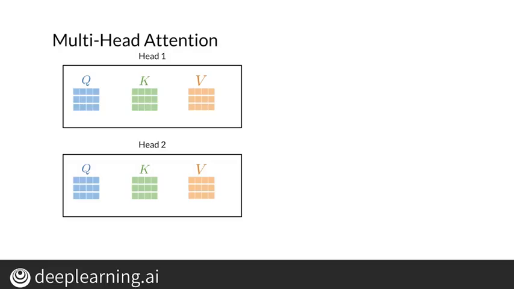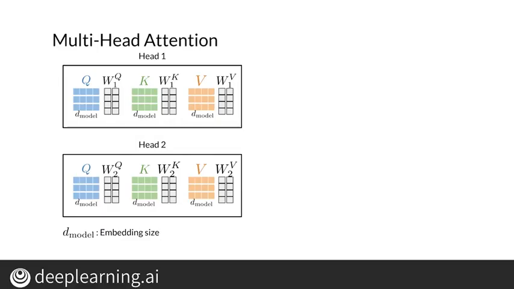Say that you have two heads in your model. The inputs to the multi-head attention layer are the queries, keys, and values matrices. The number of columns in those matrices is equal to D submodel, which is the embedding size, and the number of rows is given by the number of words in the sequences used to construct each matrix. The first step is to transform the queries, keys, and values using a set of matrices W superscript Q, K, and V per head of the model.